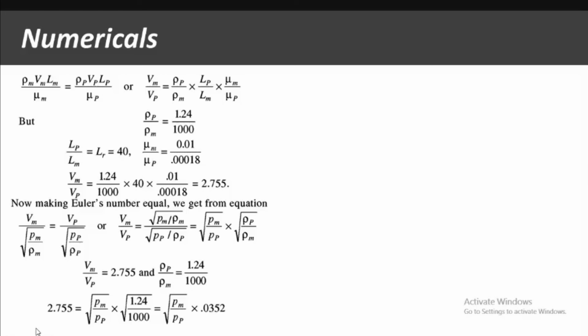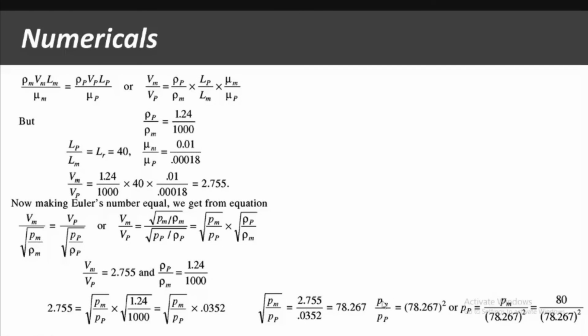So divide this with 2.755. Okay, so it comes out to be 78.267. Then squaring both sides, Pm by Pp equals 78.267 whole bracket square. Now I think pressure of model is given, sorry, yes pressure of model is given and pressure of prototype is asked. So what will you do, you will multiply Pp and divide 78.267 here. So we'll have Pp equals pressure of model divided by 78.267 whole bracket square.